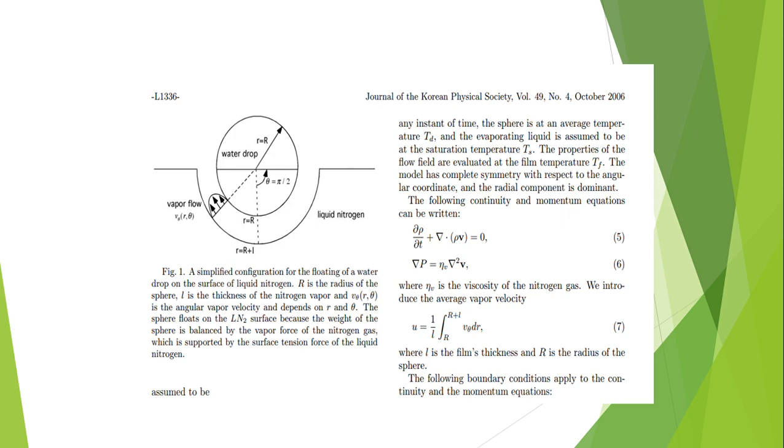Here I show the diagram, which is a simplified configuration for the floating of a water drop on the surface of liquid nitrogen. Here you can see that capital R represents the radius of the sphere and L is the thickness of the nitrogen vapor layer, and rθ is the angular velocity, which depends on r and θ. The sphere floats on the LN2 surface because the weight of the sphere is balanced by the vapor phase of the nitrogen gas.